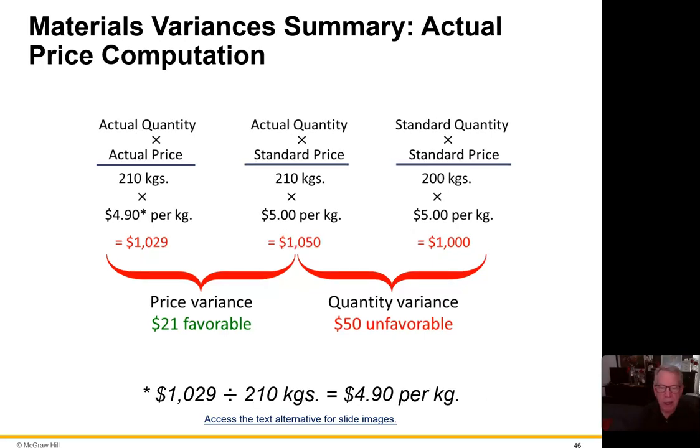Now, same thing with the $4.90 that I analyzed verbally there. Here, we're just taking the $1,029, which we know is the total actual price, and dividing that through by the number of actual items that we made to get to the actual quantity or price per kilogram here.